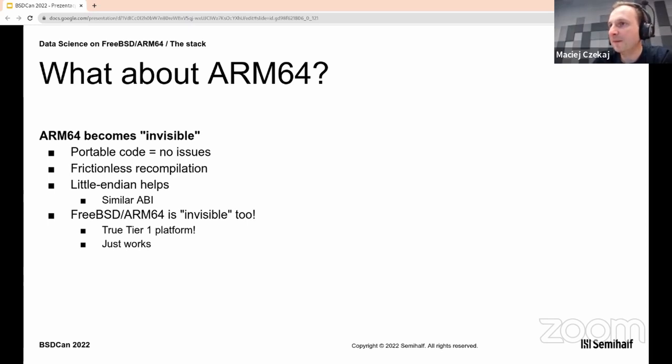So anyway, I can conclude that FreeBSD ARM64 is just an invisible platform for you. It runs like any other FreeBSD. It's truly tier one, it just works, so you don't have to worry about it. You can use it at Amazon, for instance. Now they have pretty nice ARM64 instances in there.